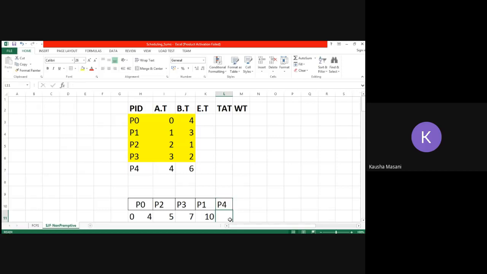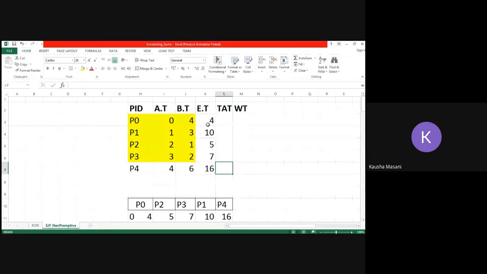Now you can write the execution time. For P0 it is 4, for P1 it is 10, for P2 it is 5, for P3 it is 7, and for P4 it is 16. Okay, clear till here? Yes, ma'am.